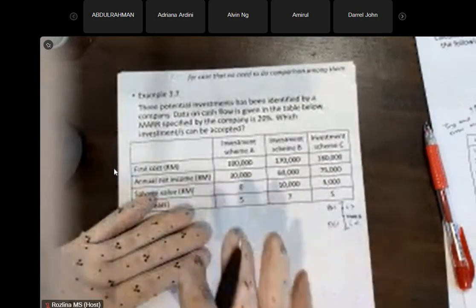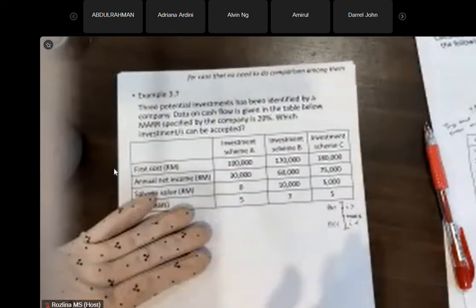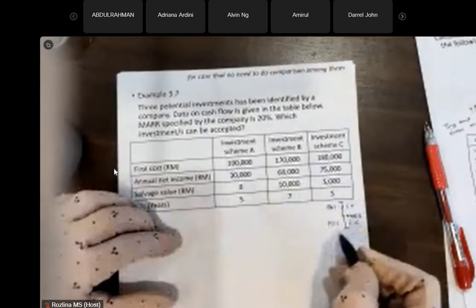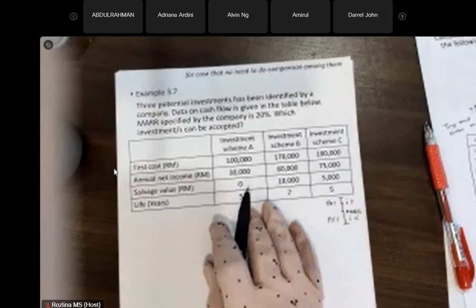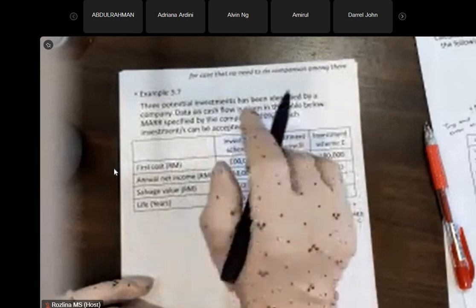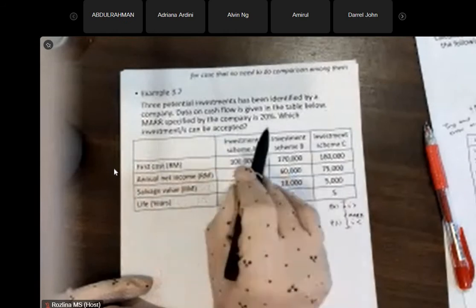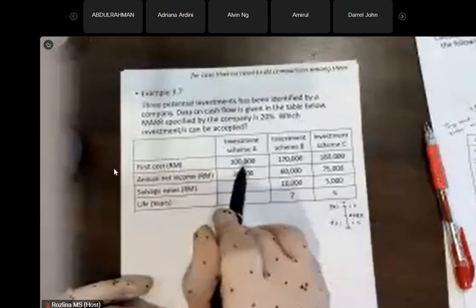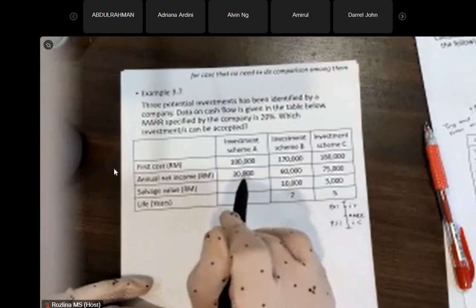Actually, this calculation is similar to what you have done before. It is the same, just that you have to emphasize the I, but the steps are the same. Now you look at example 3.7. Three potential investments have been identified by a company. Data on cash flow is given. MARR is 20%. Which investment can be accepted? This is like chapter 2. It is the same.